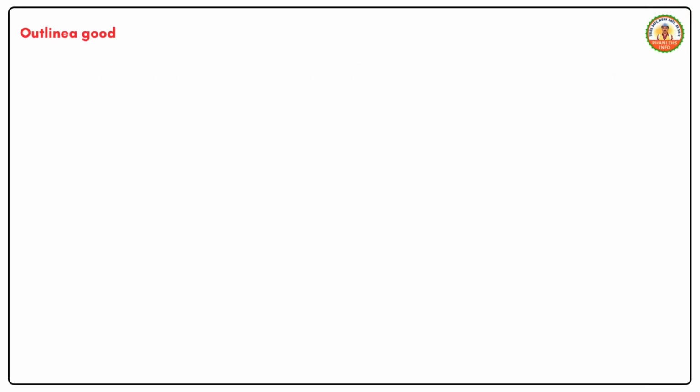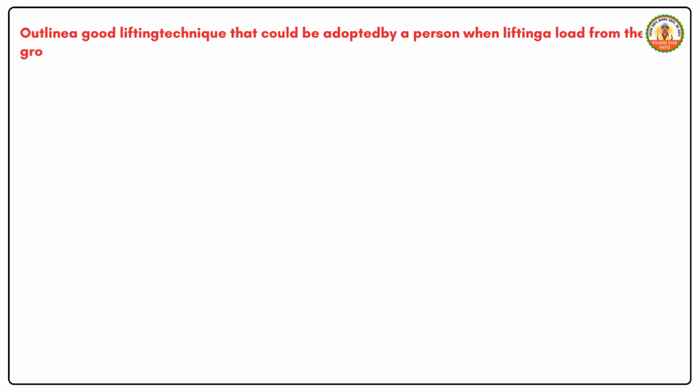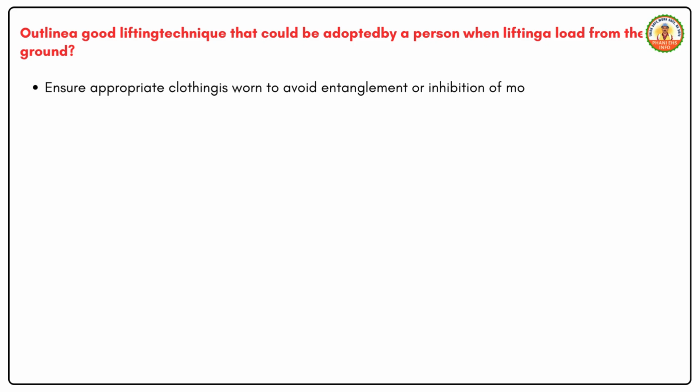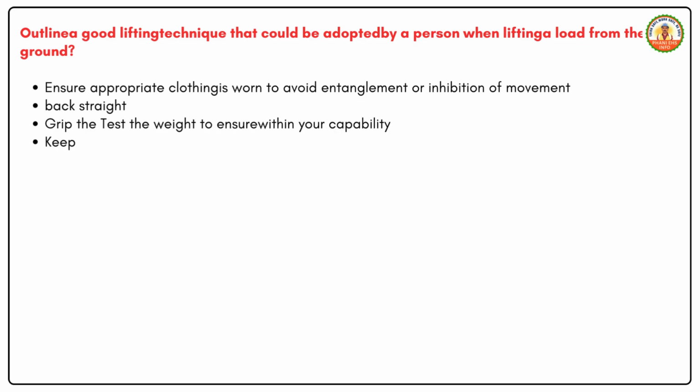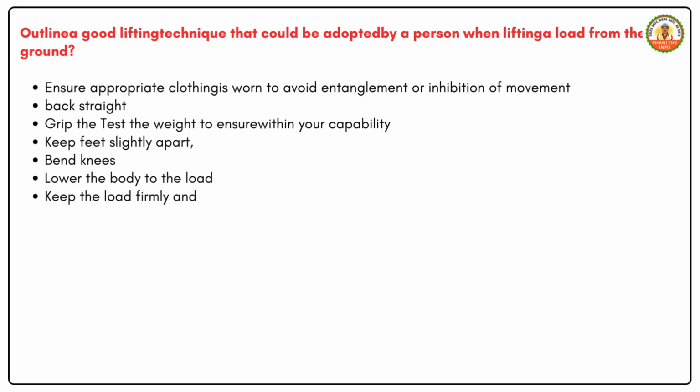Outline good lifting technique that could be adopted by a person when lifting a load from the ground. Ensure appropriate clothing is worn to avoid entanglement or inhibition of movement. Back straight. Grip the load, test the weight to ensure within your capability. Keep feet slightly apart. Bend knees. Lower the body to the load. Keep the load firmly and close to the body.